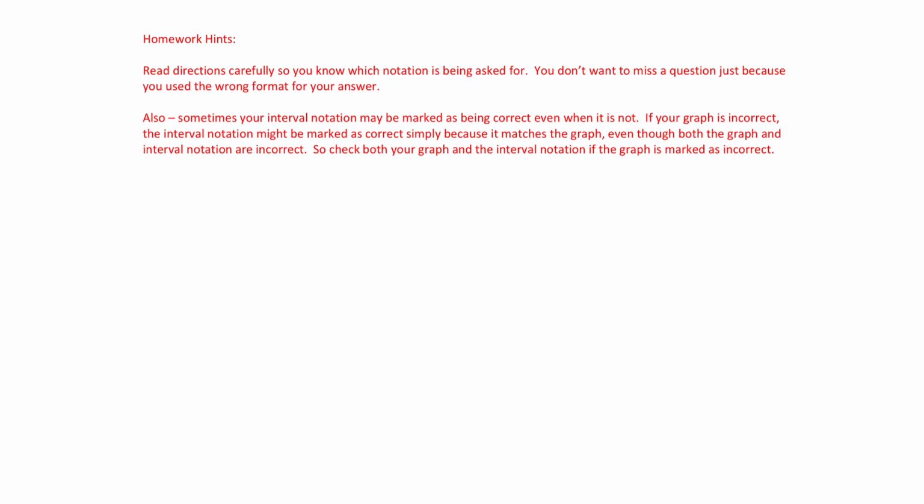Okay? Read your directions so you know what they're asking for. If you answer it in set builder notation, but they wanted interval notation, you'll miss it, even if the set builder notation is written correctly, because that's not what they want. It's not programmed into the answer. Okay? Same thing on your exam. You don't want to miss it because you didn't read.